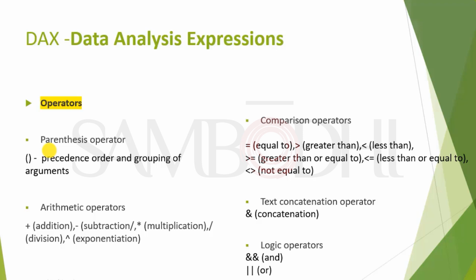Second is greater than sign, third is less than sign, greater than or equal to, less than or equal to, and please check how we write not equal to. Not equal to is written as a left angular bracket and a right angular bracket. Very important to know over here. Next, we move ahead with the text concatenation operator, in which a single ampersand is used for concatenation. Again, a very minor, trivial case of distinguishing between.